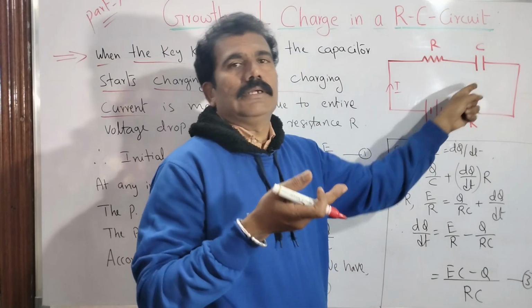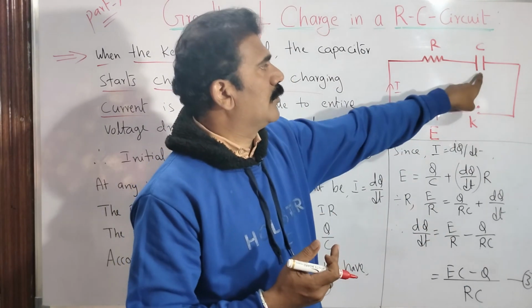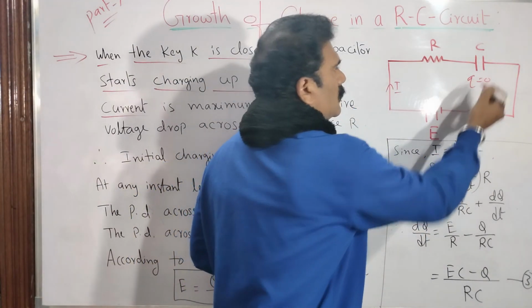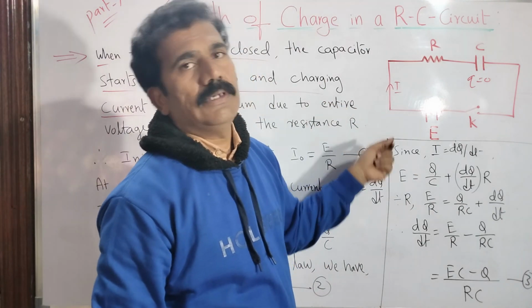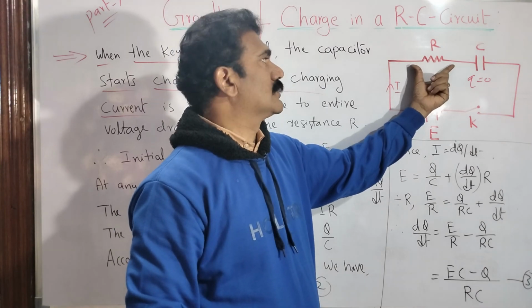What do you mean by that? It starts accumulating the charges in the capacitor. Initially the number of charges in the capacitor is 0, so Q is equal to 0 in the beginning. At that time, what is the current? The current is said to be maximum, because of the potential drop across only R.